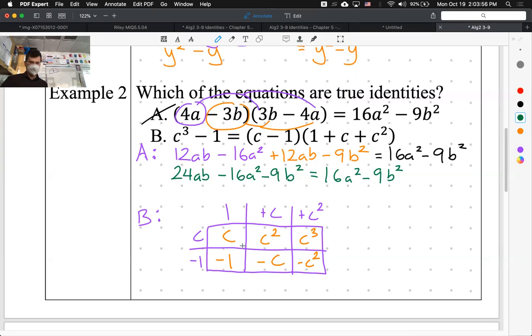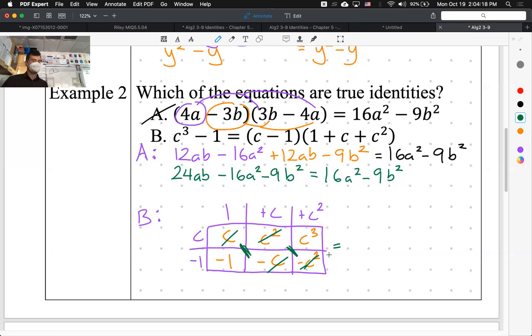I'll give you a hint. These two are like terms. What's C minus C? 0. What's C squared minus C squared? 0. So those all cancel out. Shrink, shrink, shrink, shrink. And when you combine like terms, what do we have left over?